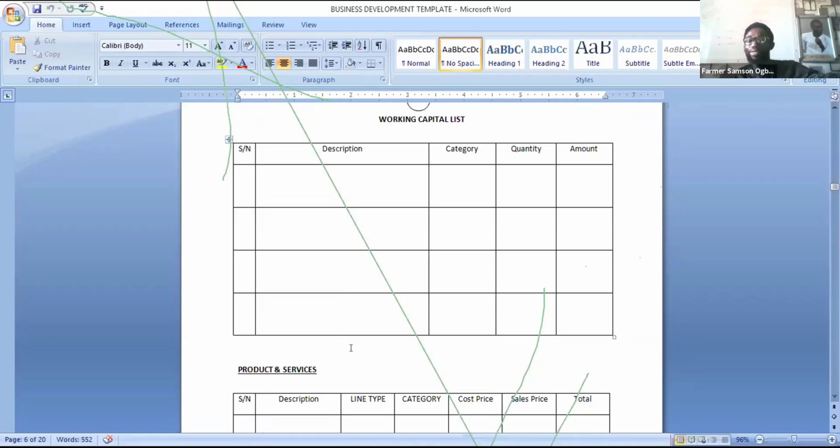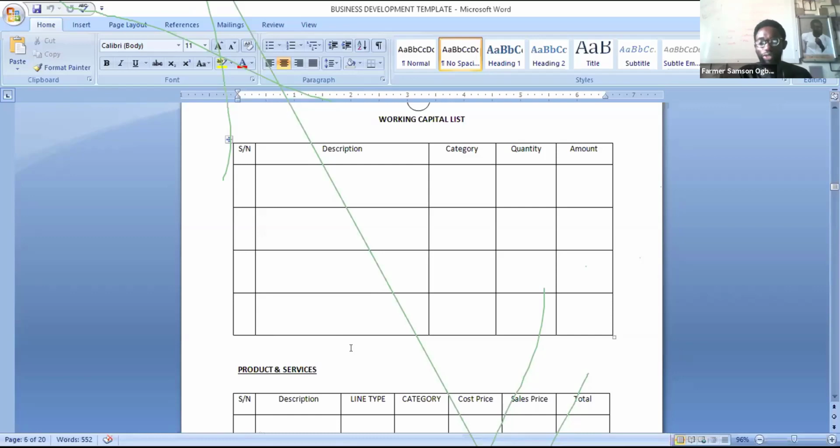You are a carpenter, you need to buy wood. So these are raw materials that you need to work with. Another one is insurance. For example, you have to do insurance for your business. It falls under working capital.